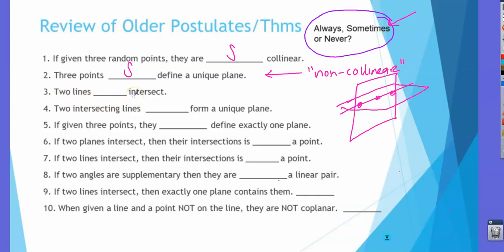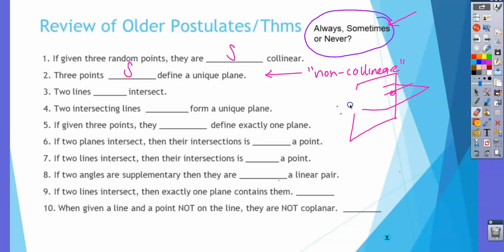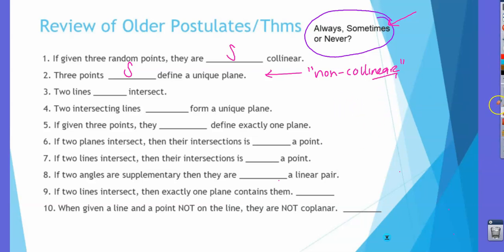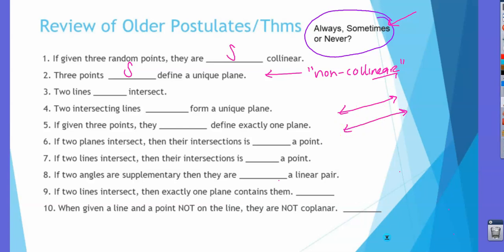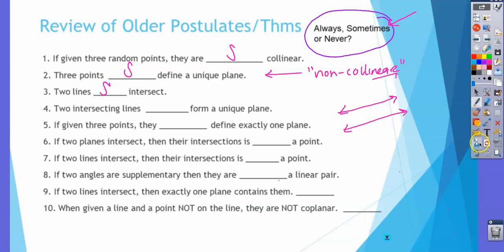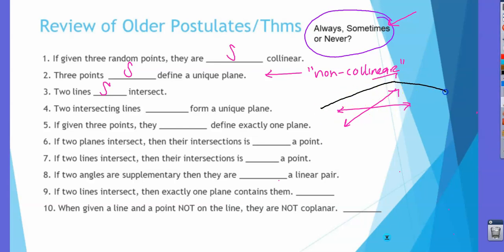All right, 2 lines. Do they always intersect? Do they never intersect? Or can they maybe and not? Well, let's see. Could lines intersect? Yes, lines could absolutely intersect. Do they have to? No, I can have 2 lines that don't intersect. We're going to talk about those soon. They're called parallel. So if you can and cannot, then you're sometimes. Okay, 2 intersecting lines form a unique plane. This is a definition from before. We said if we have 2 lines that intersect, yep, they always only form one plane. So this is always. If you have intersecting lines, they're going to form a unique plane.